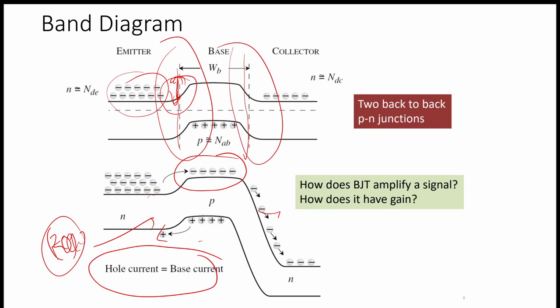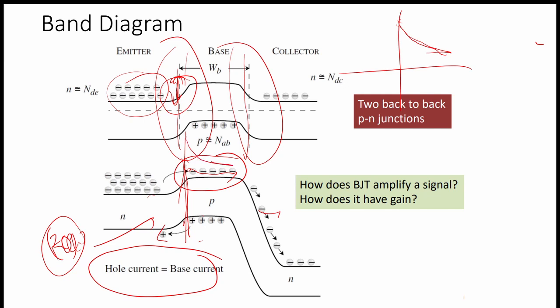Whatever the minority carriers at the emitter base junction on the base side, they will diffuse from this point towards the other because of the concentration gradient. As we have already seen in the PN junction, the minority carrier concentration will be exponentially decaying.